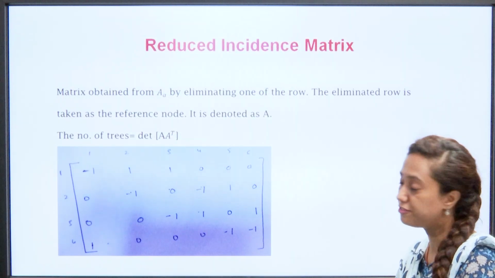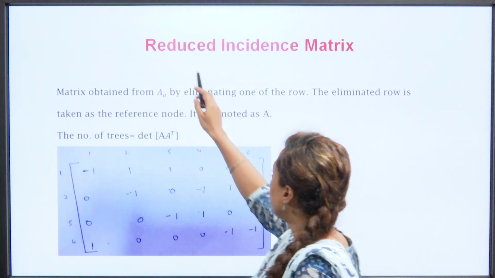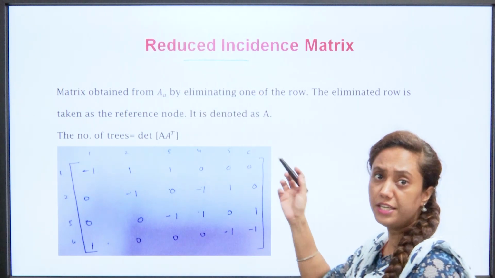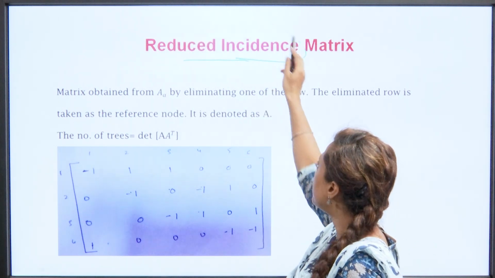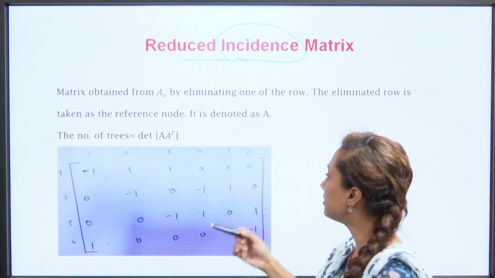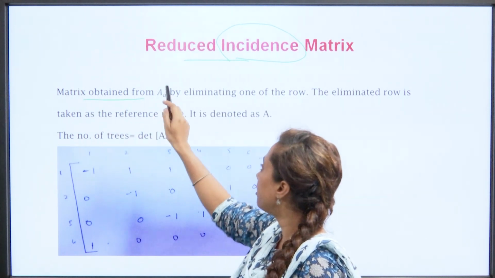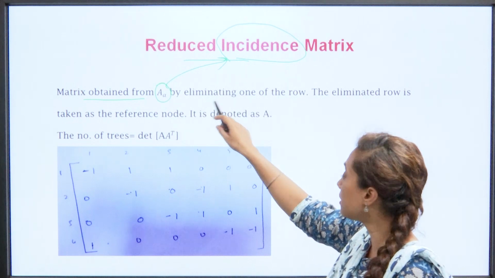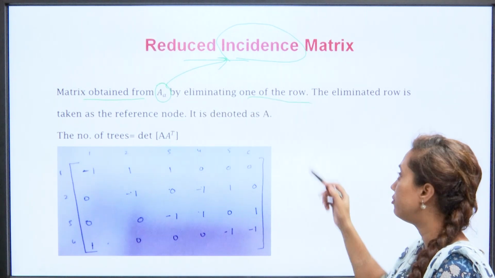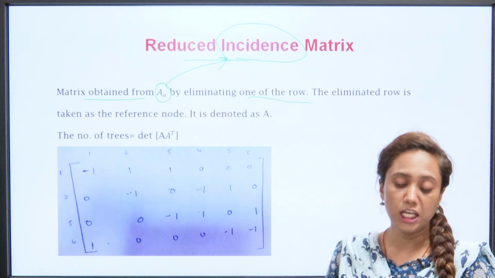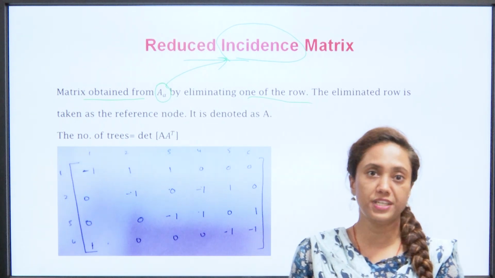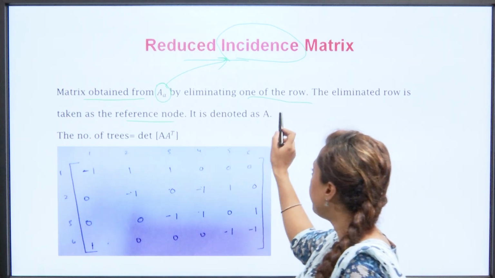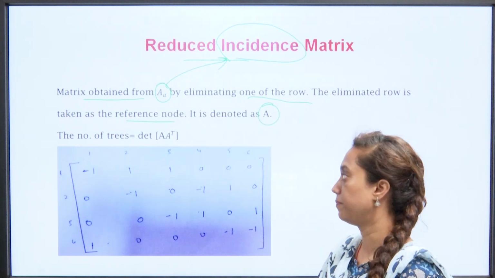from the oriented graph. Now, the reduced incidence matrix. What is reduced? As the name suggests, it is something related to the incidence matrix which has been reduced, right? So, it is a matrix obtained from A subscript A, that is the incidence matrix, by eliminating one of the rows. It means we have to eliminate any row which we take as a reference node, and we will just eliminate it, and then it is denoted by capital A.